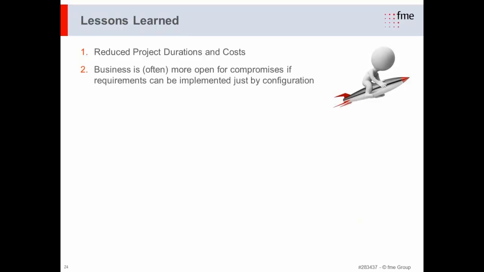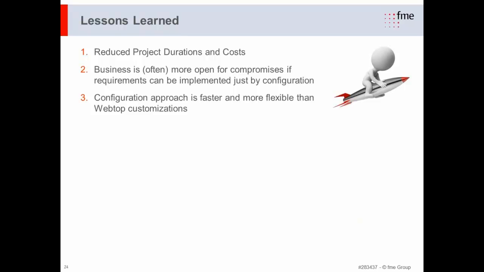The second experience we've made is that the business users are often more compromising if requirements can be implemented just by configuration. That means that the business often has very high and very complex requirements, and when you can offer them a very cheap and very fast implementation of this requirement, then they are often willing to compromise with this solution.